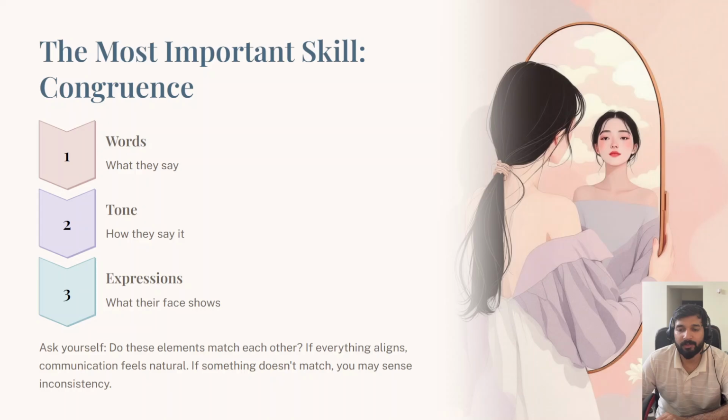The most important skill is congruence. Ask yourself, do their words, tone, and expressions match each other? If everything aligns, communication feels natural. If something doesn't match, you may sense inconsistency.